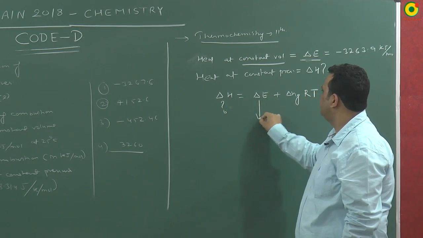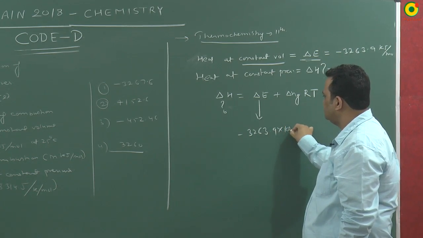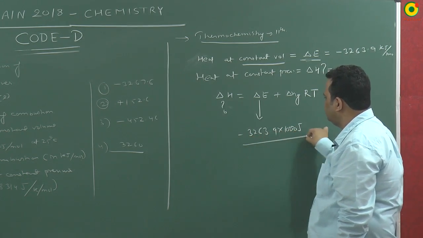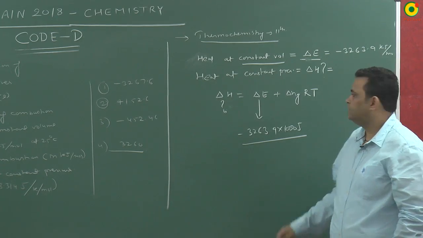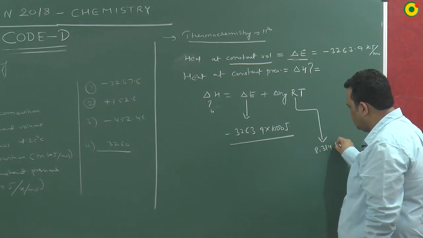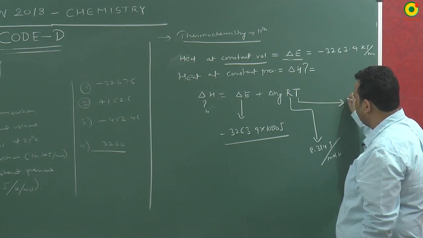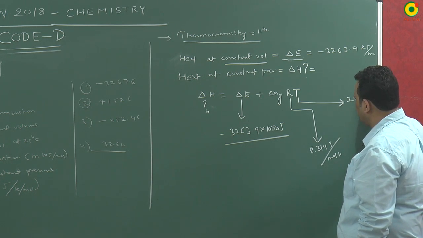Delta E is given as minus 3263.9 into 1000 joule. I am converting into joule. The value of R, the gas constant, is 8.314 joule per mole Kelvin. The temperature is given as 25 degrees centigrade, which means 298 Kelvin.